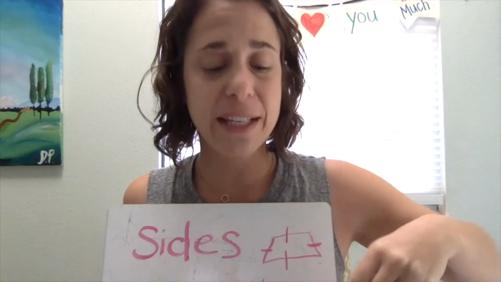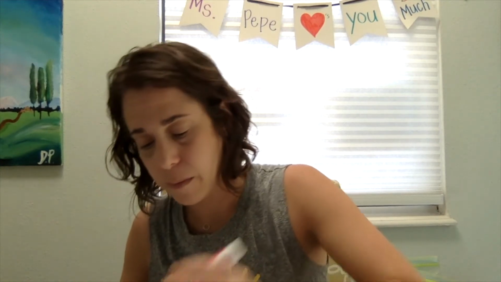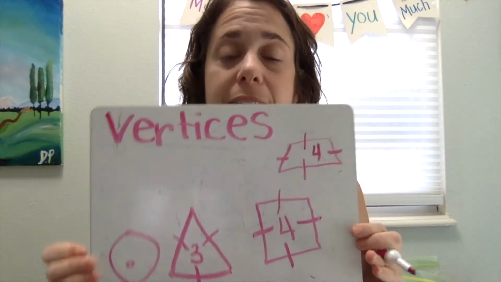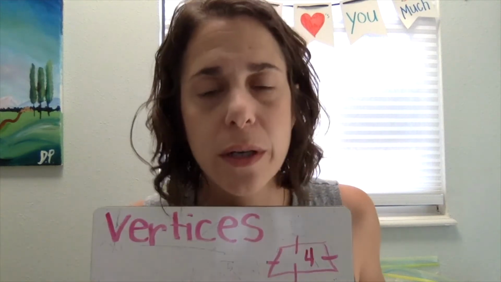So we learned about the word sides. What we're going to be learning about is this big word, vertices. Can everybody say vertices? The vertex. So I'm going to write vertices. Can you say vertices? Vertices are just the corners.